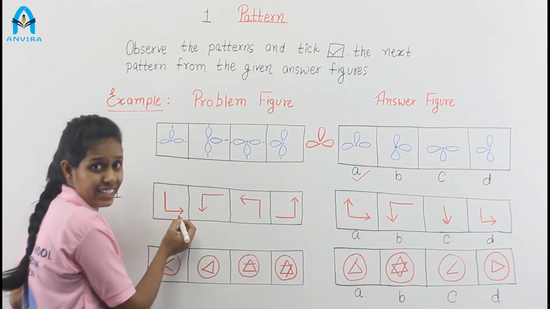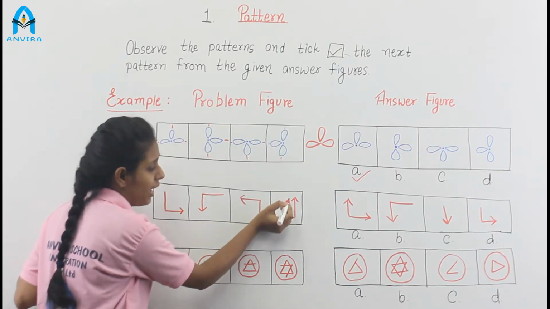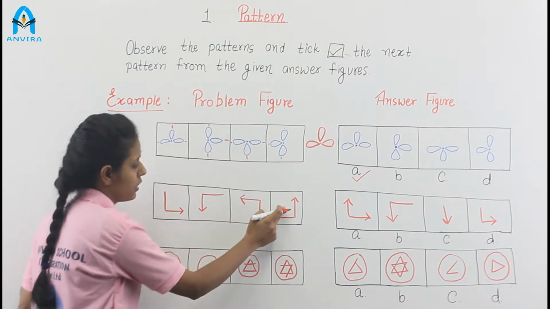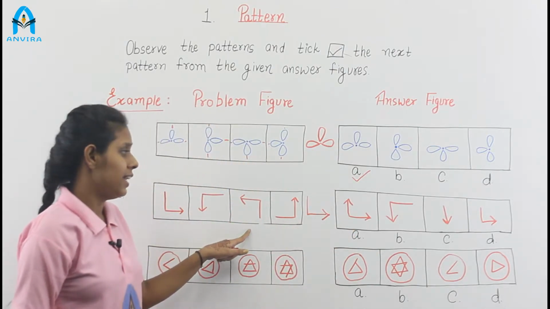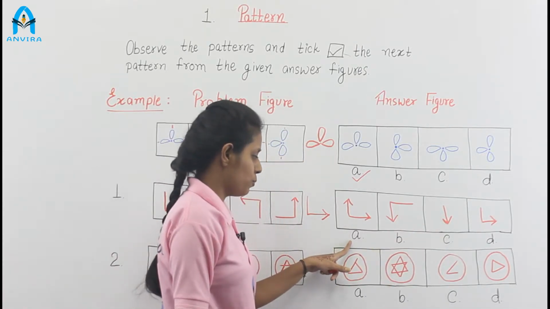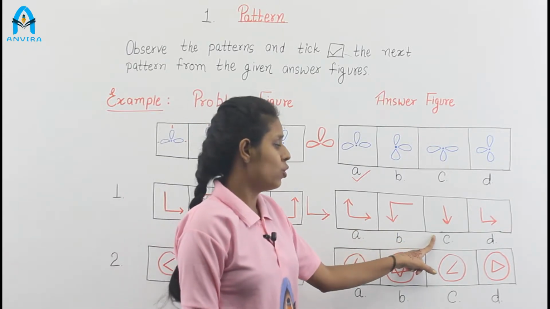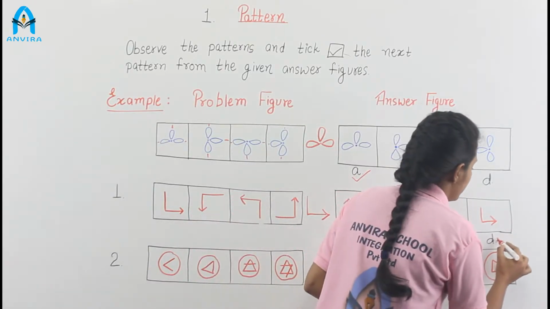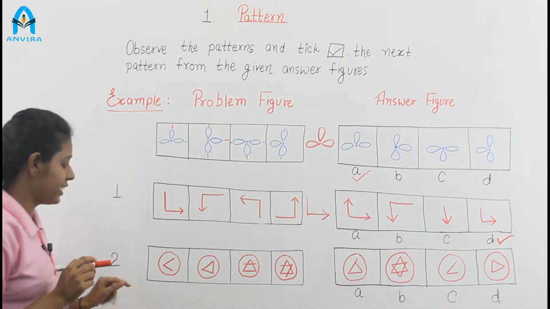A right-sided arrow. Then down, left and up. Right, down, left, up. Again, right, down, left and up. Okay, so which is our correct option? Option A? No. Option B? No. Option C? No. Option D? Yes, our correct option is option D. Let's go to our next question.